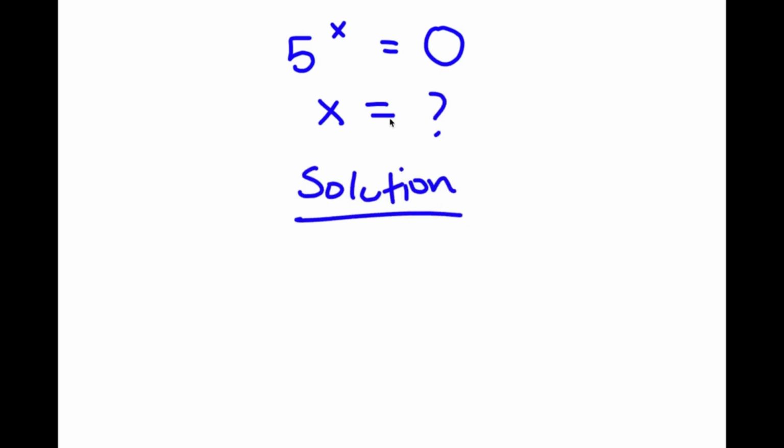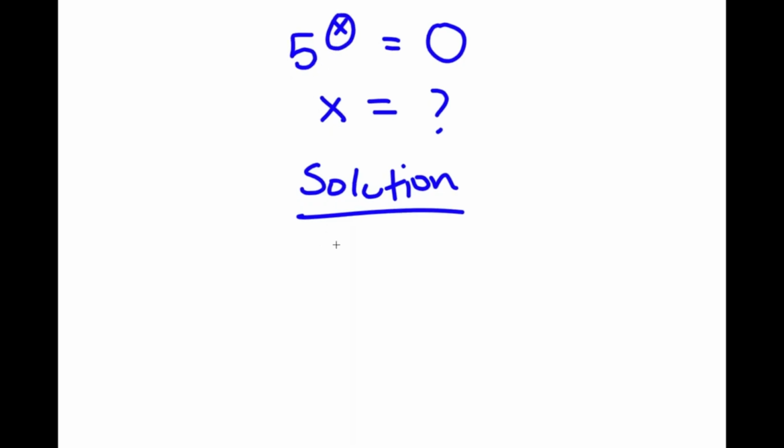Alright, so in this problem, I have 5 to the power of x is equal to 0. So, I obviously want to find the value of x here. So for my solution, well, I'm going to first start by trying out values of x.